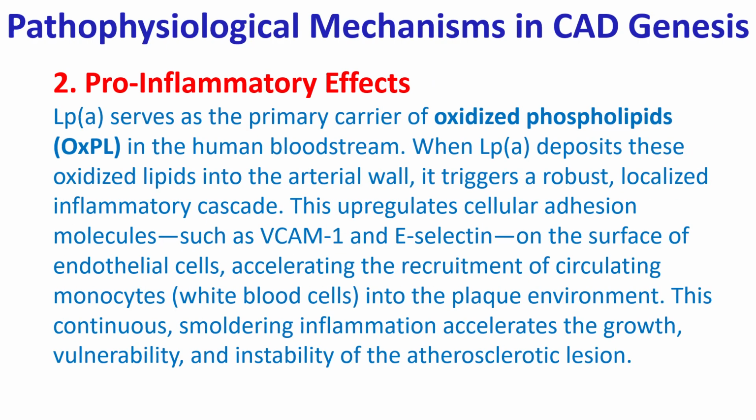LPA serves as the primary carrier of oxidized phospholipids in the human bloodstream. When LPA deposits these oxidized lipids into the arterial wall, it triggers a robust, localized inflammatory cascade. This upregulates cellular adhesion molecules such as VCAM-1 and E-selectin on the surface of endothelial cells, accelerating the recruitment of circulating monocytes into the plaque environment. This continuous smoldering inflammation accelerates the growth, vulnerability, and instability of the atherosclerotic lesions.